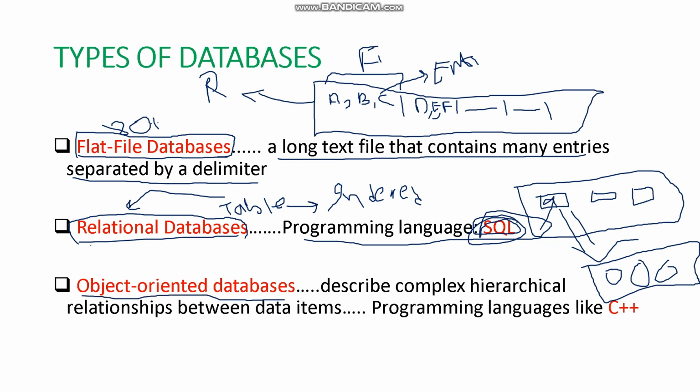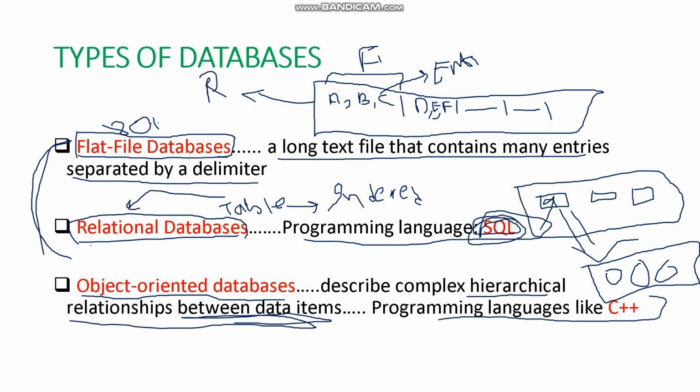Actually, the problem with both of those databases is that they don't describe the hierarchical relationships between the data items. We don't know which one comes first, and what is next, what is second. But in the object-oriented databases, the complex hierarchical relationships can be analyzed. And the programming used in it is C++.